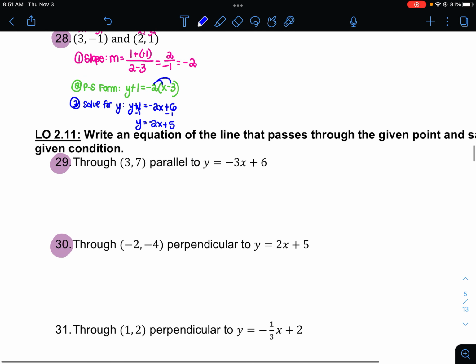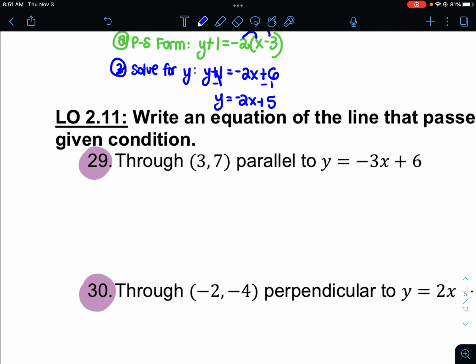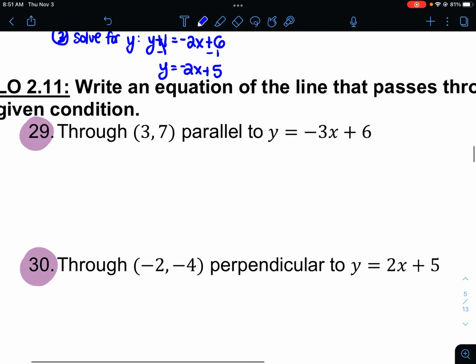All right, 29 and 30. When we get to those, these are a little bit different. Write the equation of a line that passes through the given point and satisfies the given condition. So let's do 29 and 30. The difference here is obviously the points and the equations that I give you are different, but when you see that a line needs to be parallel to this equation, we are going to use the same slope when you see parallel.